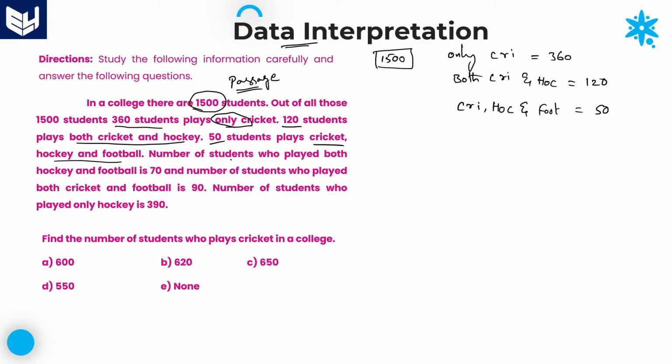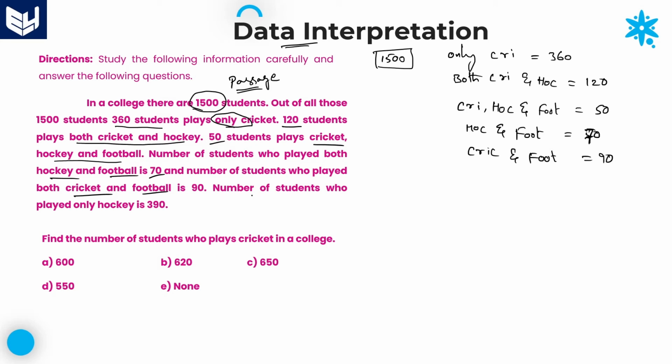And next one, the number of students who played both hockey and football, that is 70. Number of students who are playing both hockey and football is equal to 70. And next, the number of students who are playing both cricket and football is 90.